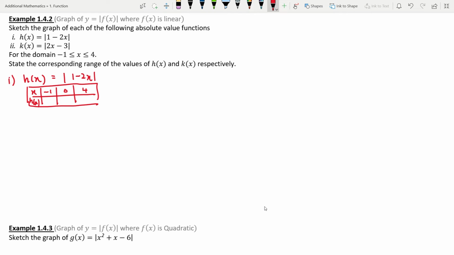When x is negative 1, we have 1 plus 2, which is 3. When x is 0, we have 1 minus 0, so we have 1. When x is 4, h of x will be 1 minus 8, which is negative 7. Then we sketch the graph.